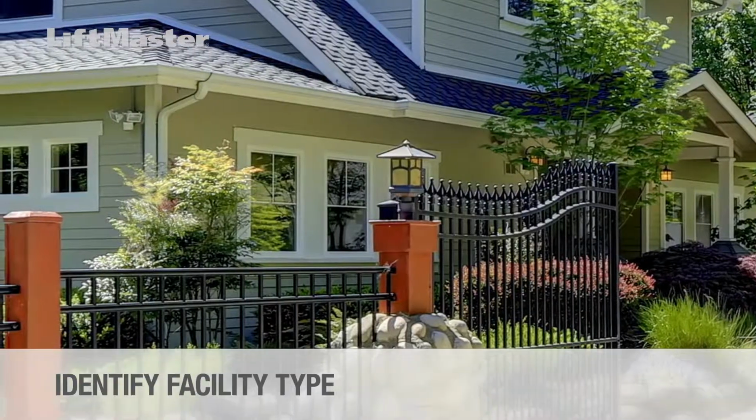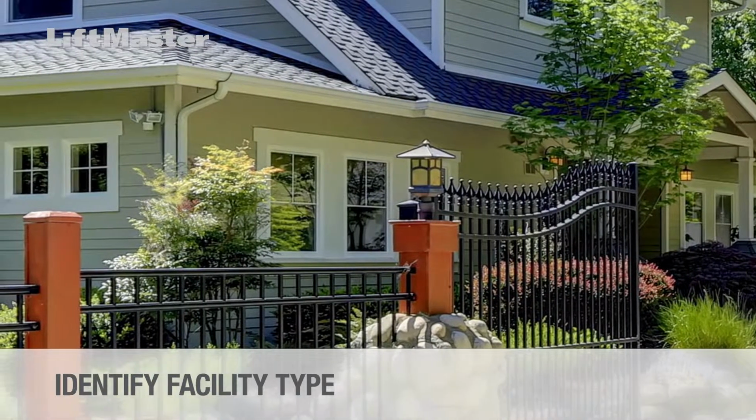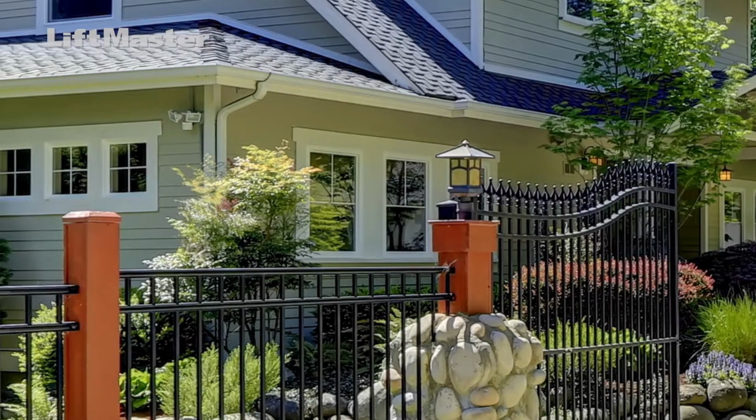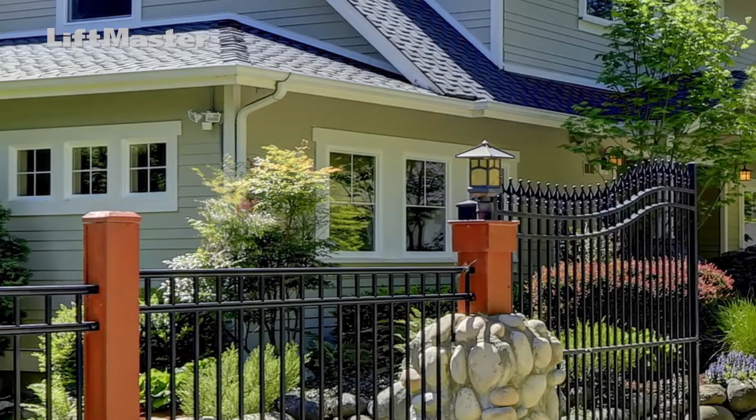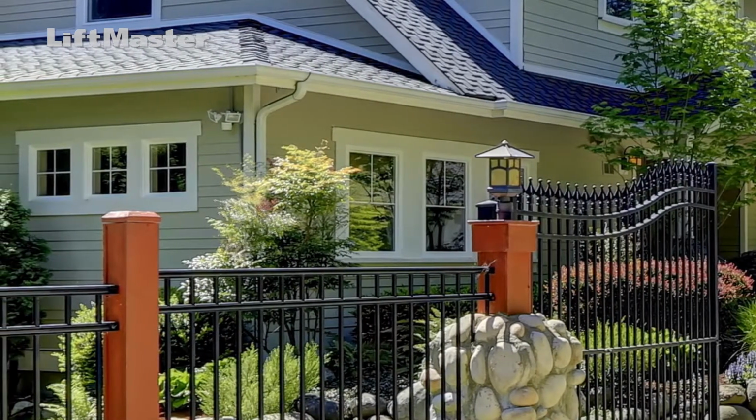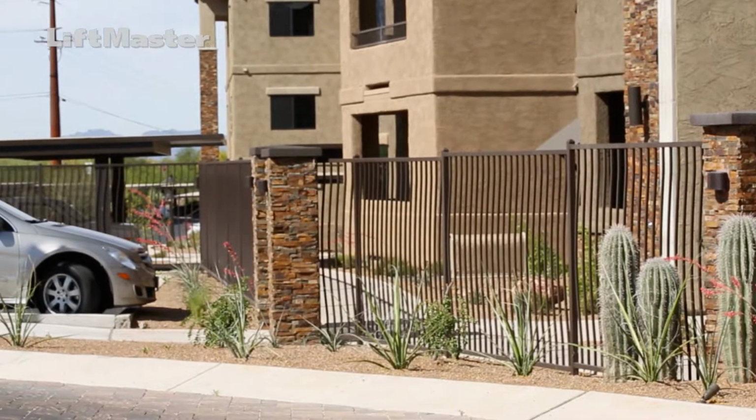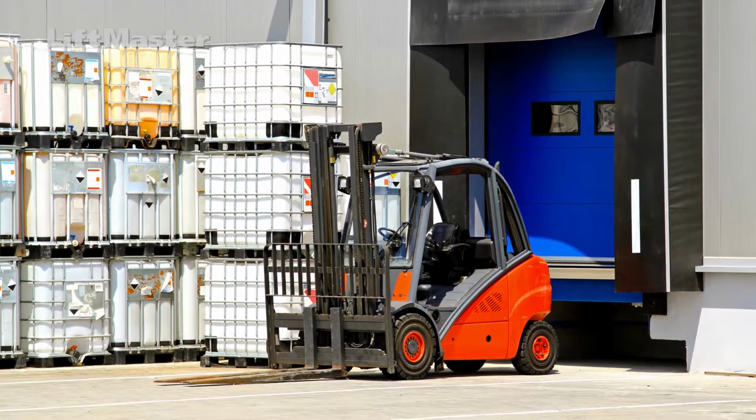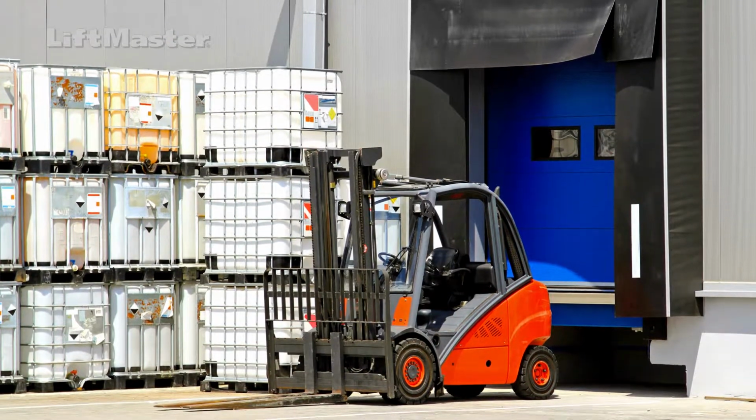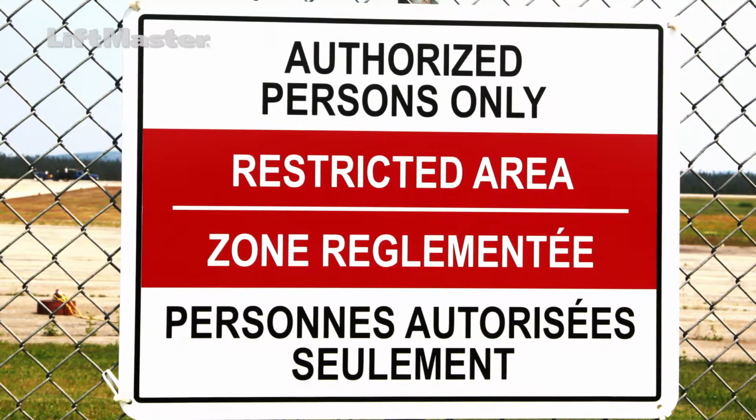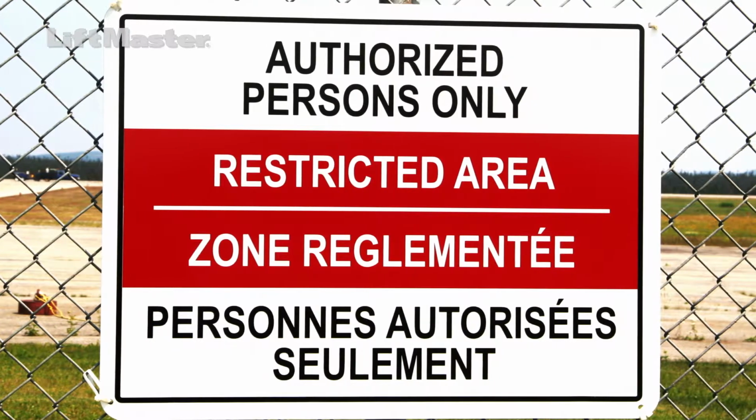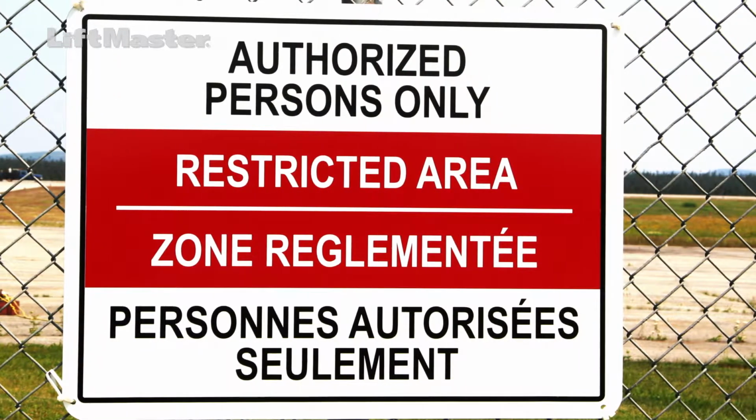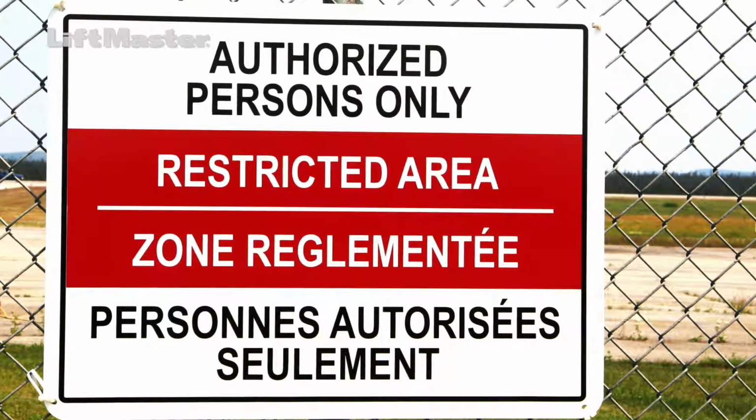The checklist will ask you to identify the facility type as classified under UL 325. A single-family home or residential application would be considered Class 1 facility. An apartment, condo, or gated facility would be considered a Class 2 facility. An industrial application would be considered a Class 3. Class 4 facilities are usually considered maximum security applications. Check the label on the operator to see which class the product is suitable for.